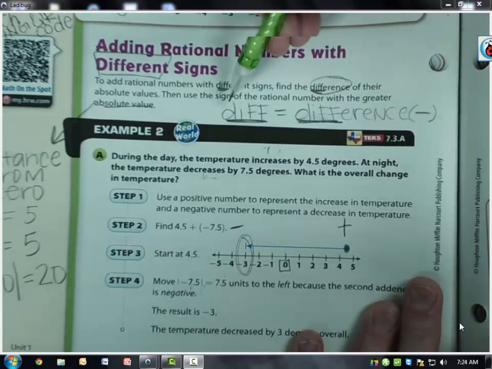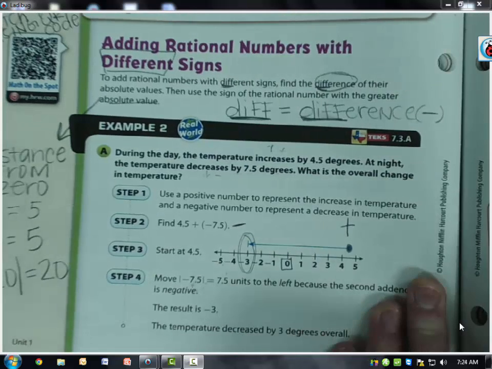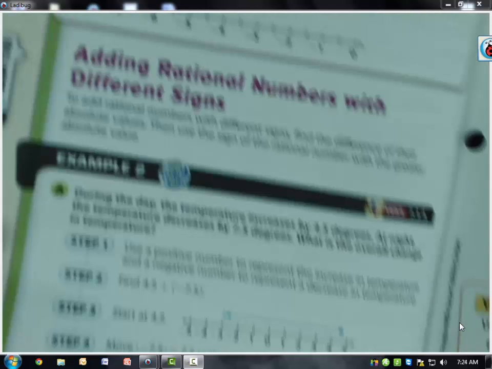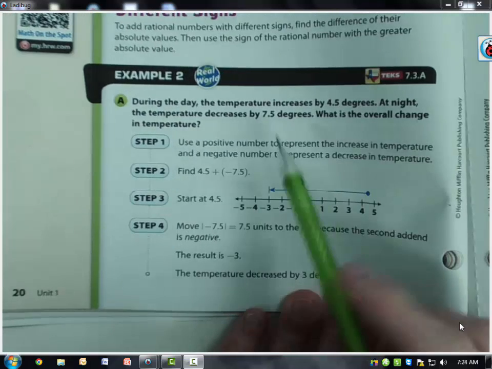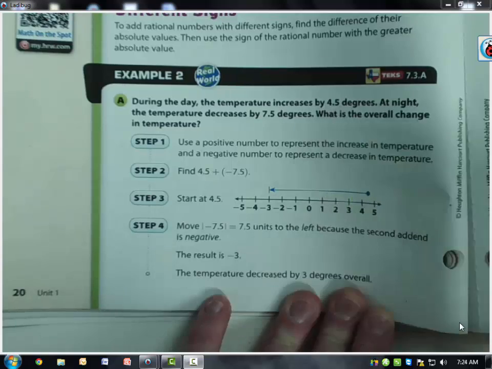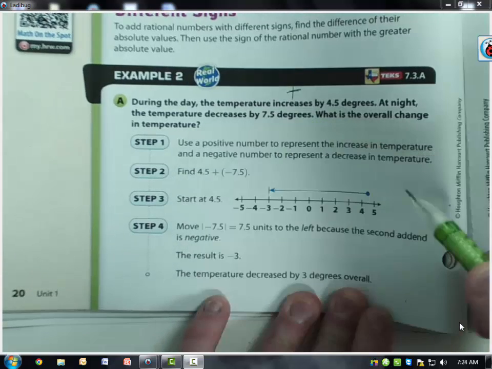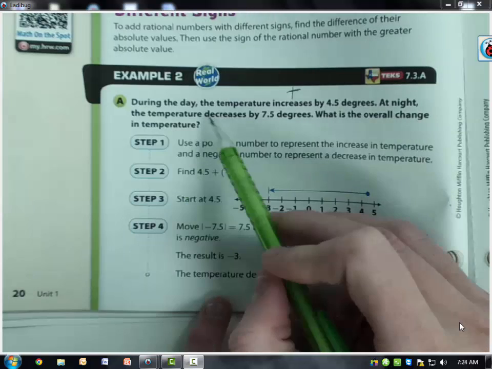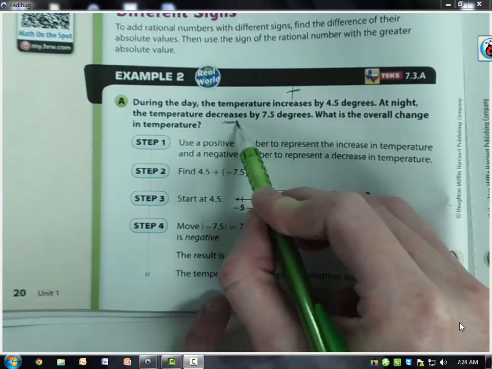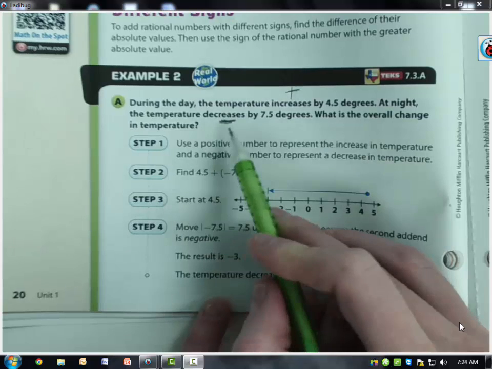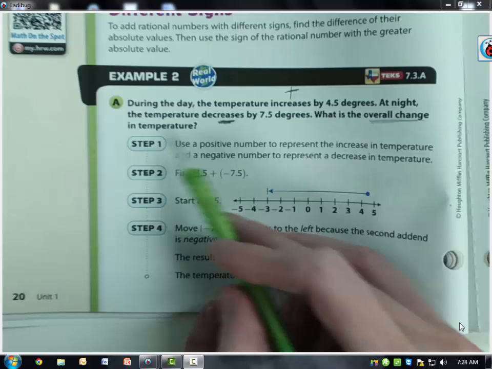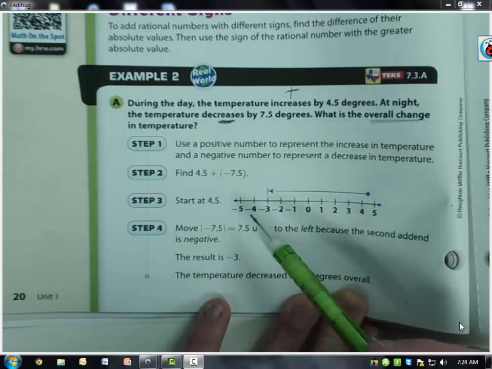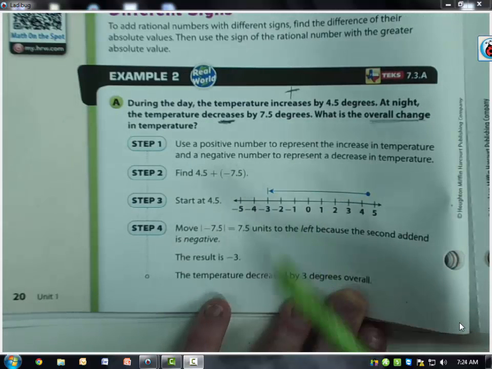For example number 2. During the day, the temperature increases by 4.5 degrees. Increase means we're going towards the right, towards the positives. At night, the temperature decreases, so I'm going to put a minus sign there, by 7.5. What is the overall change in temperature? Instead of going the same way on the number line, we are going to subtract and go different ways because they're unlike signs, or different signs. So we subtract and take the sign of the larger one, like we did last week.